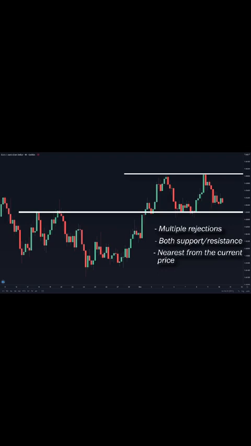So this is why I didn't accommodate this level down here. Even though this level fits the criteria of being a support, it's still too far away from the current price. Therefore, there's really no point of drawing them. So this is how I would draw a support and resistance for this pair.